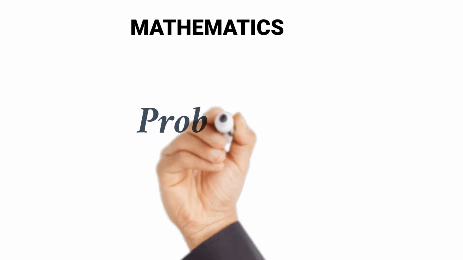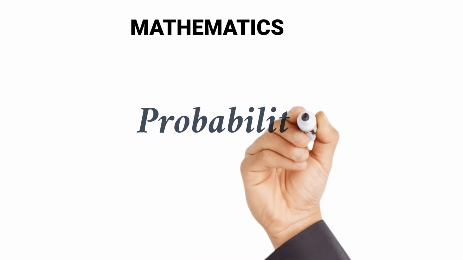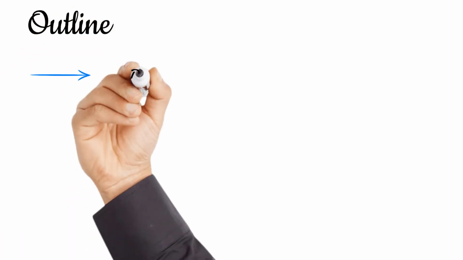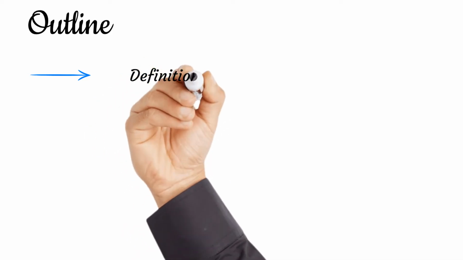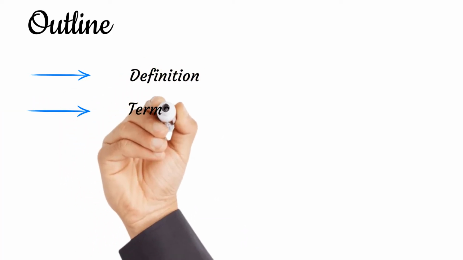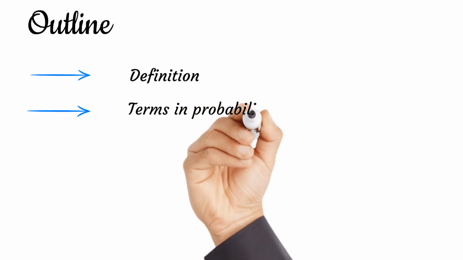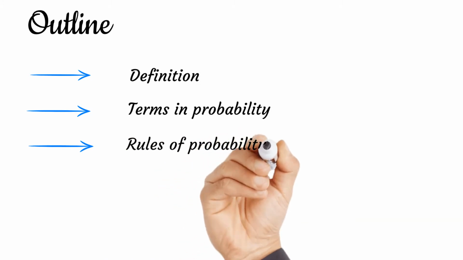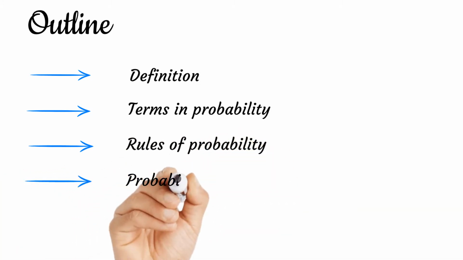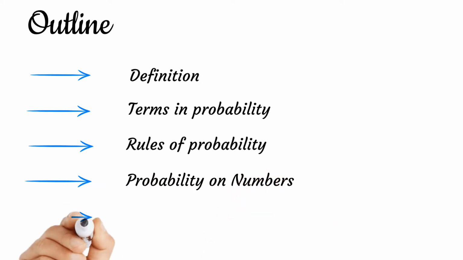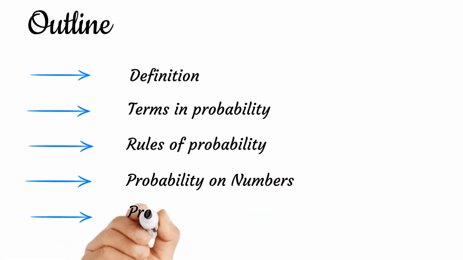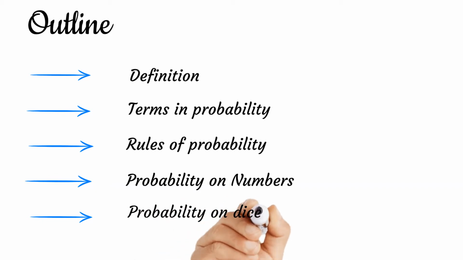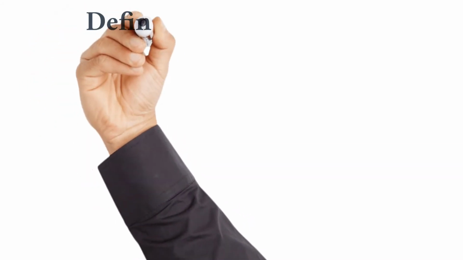Mathematics. Probability. We look at the following outline. First, we look at the definition of probability. Next, the terms in probability, the rules of probability, and then we look at the probability on numbers, and then finally, we look at probability on dice. Let's begin. Definition.